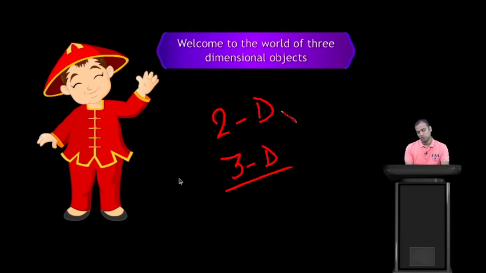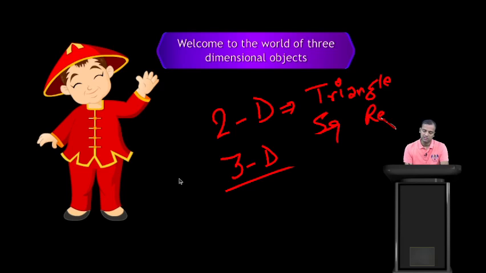Can you give me an example of 2D? What is a 2D figure? Yes, excellent answer. 2D figures are like triangle, square, rectangle, and circle. All these are called 2D objects. And what are 3D objects? Those which have length, breadth and height.